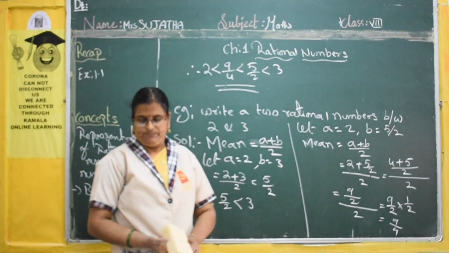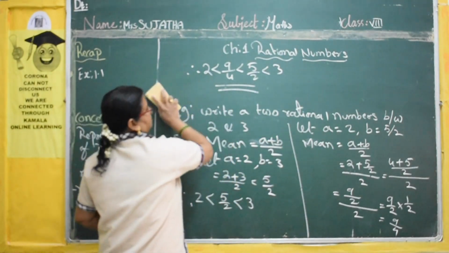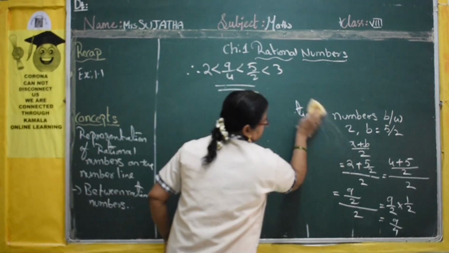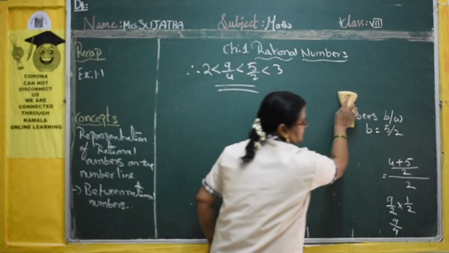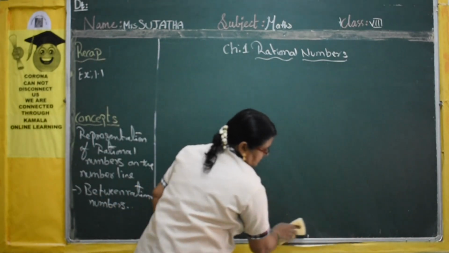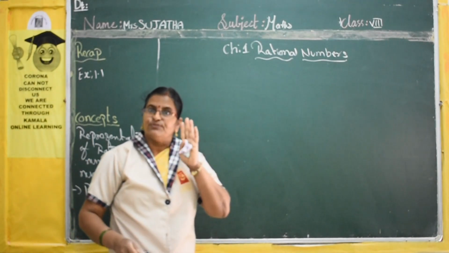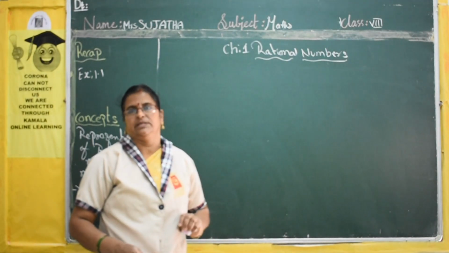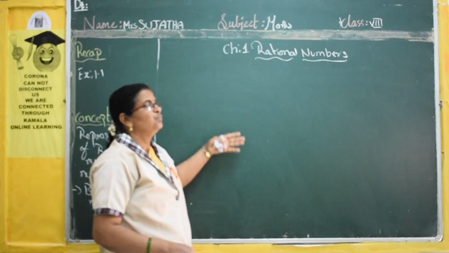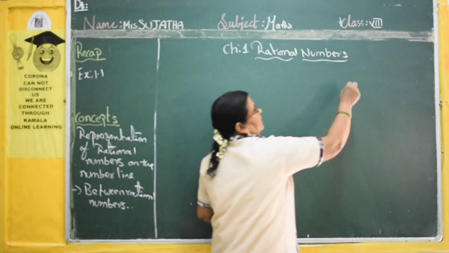Now exercise 1.2. I hope you have understood this one. Now exercise 1.2 we will do. For inserting numbers between any two rational numbers, you will get 4 marks. Suppose he is asking to insert only 1 or 2, that means 2 marks. Insert 5 or 6 rational numbers means 4 marks. So when inserting 4 rational numbers, 4 times you have to write the mean formula, and 4 times you have to write the A and B values, like that. Okay.